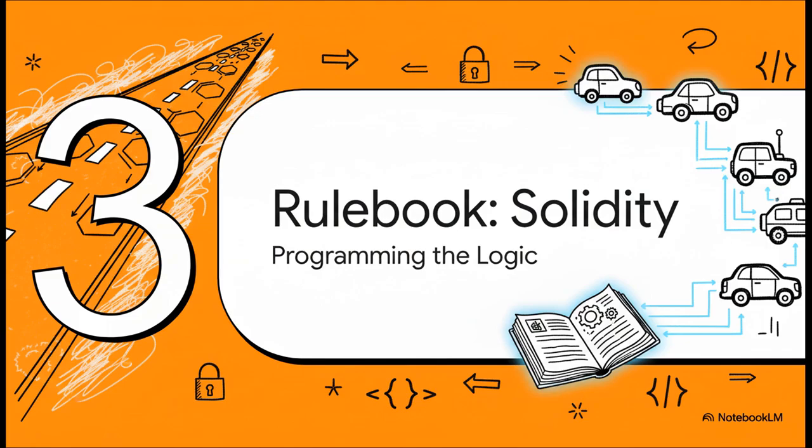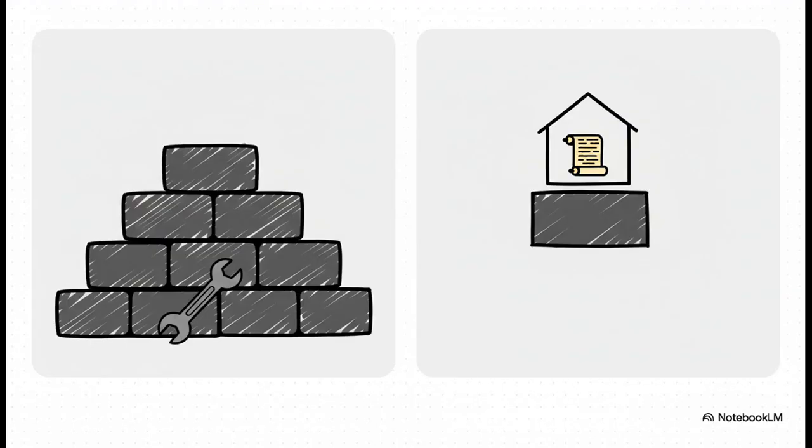Okay, on to Section 3, Creating the Rulebook with Solidity. So if we built the road with Golang, now we're going to program the logic for all the cars that are going to drive on it. Now, this slide highlights a really critical distinction. Let's think about it this way.